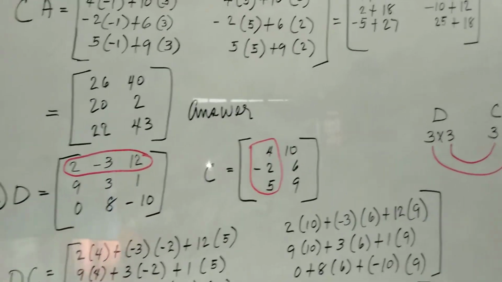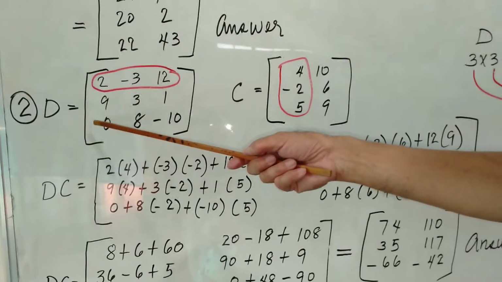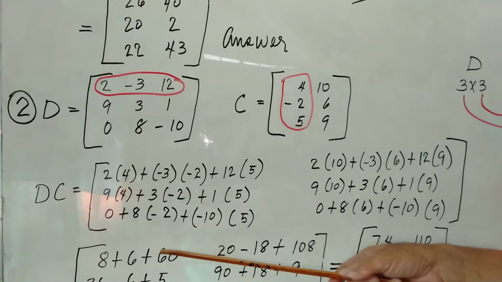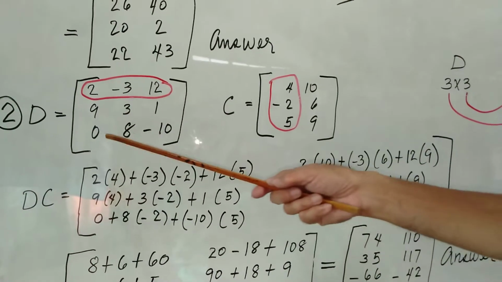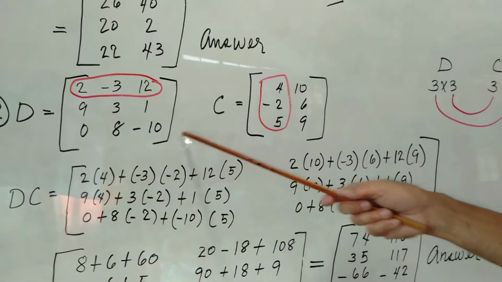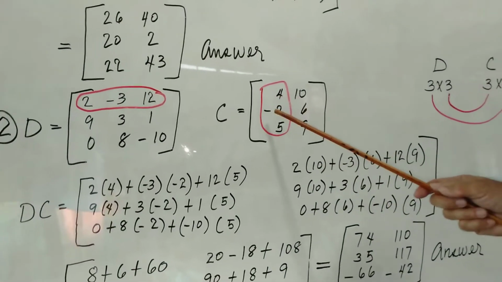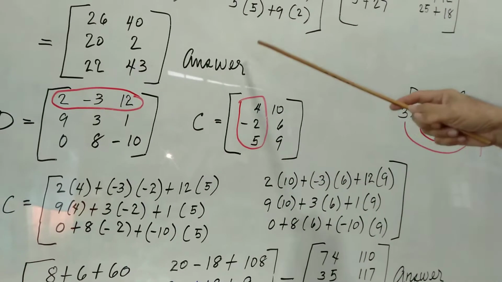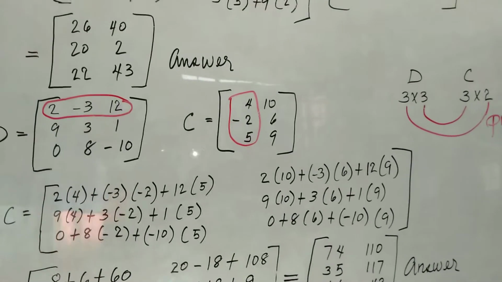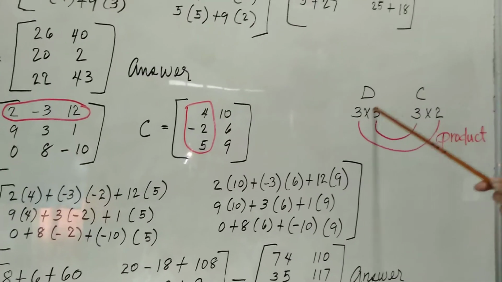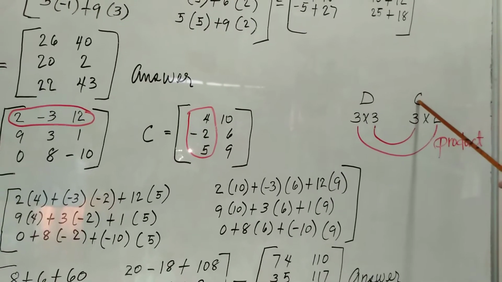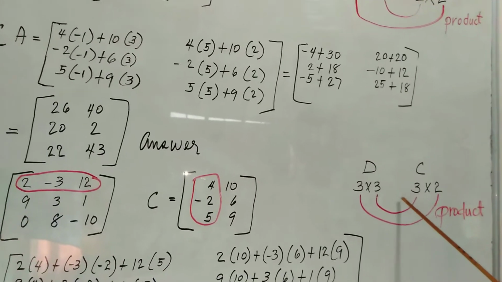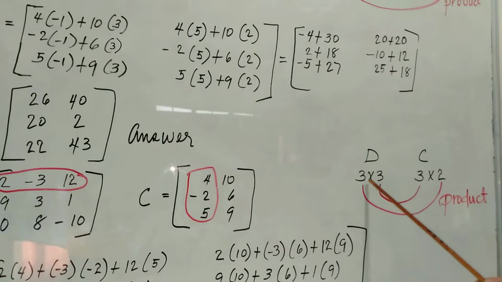For number 2, we have matrix D with a 3 by 3 dimension, 3 rows and 3 columns, with elements 2, negative 3, 12, 9, 3, 1, and 0, 8, negative 10. Matrix C is equal to 4, 10, negative 2, 6, and 5, 9. When multiplying, we multiply the first row by the first column. Similarly, the inner dimensions of D and C are both 3, and the outer dimensions will determine the dimension of the product. So the product should be 3 by 2.